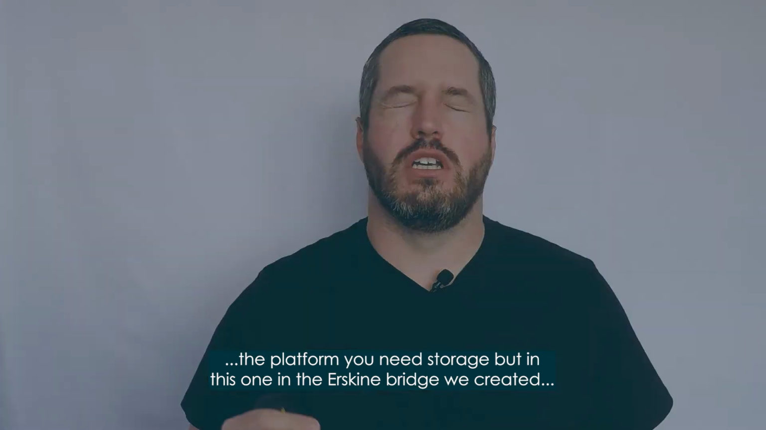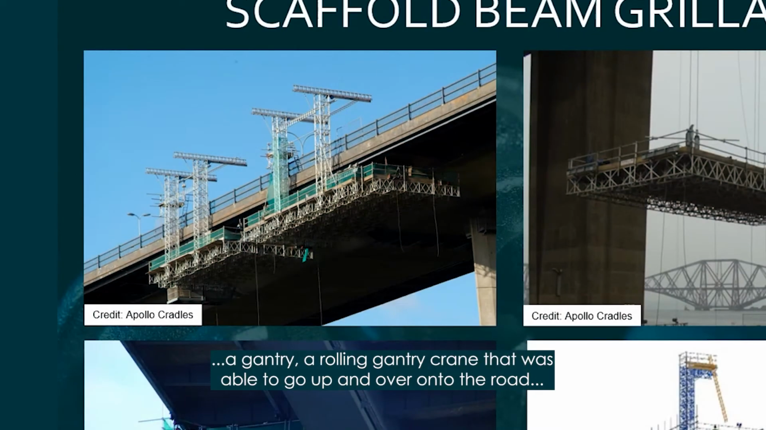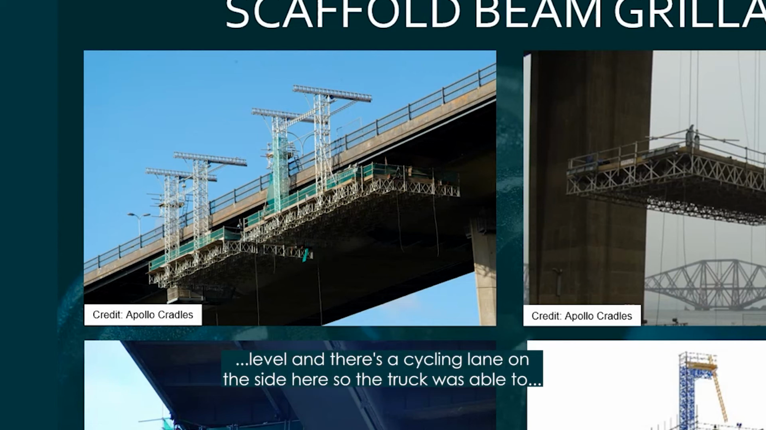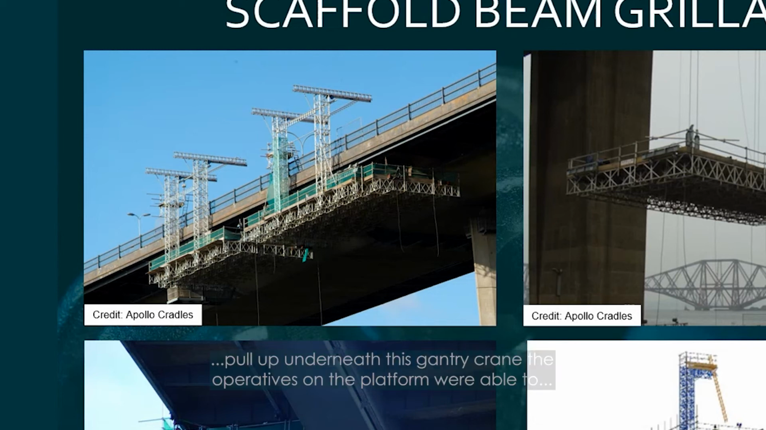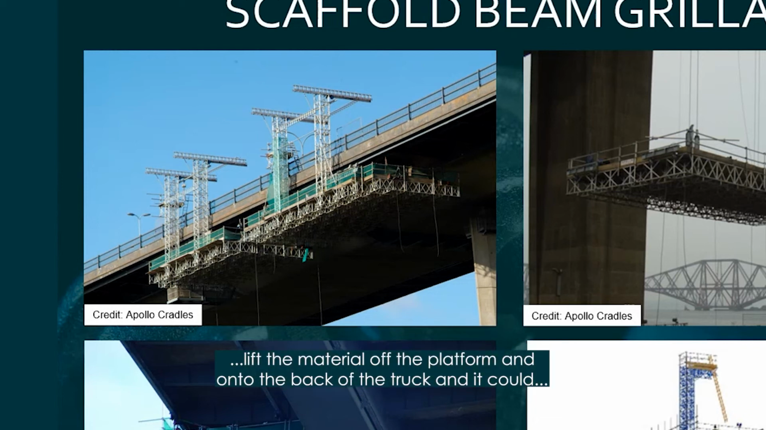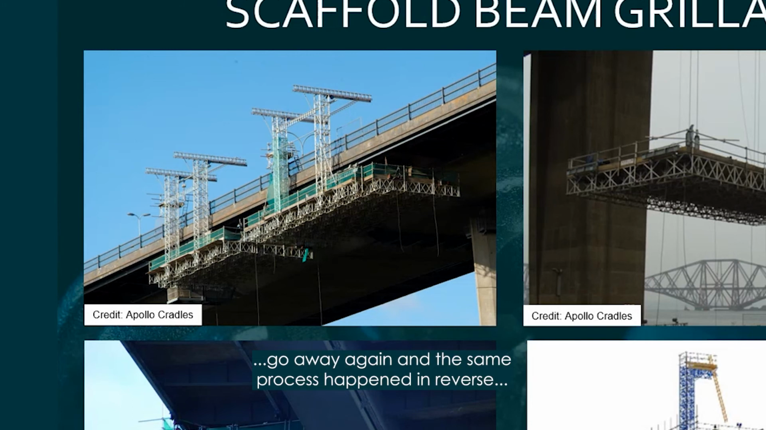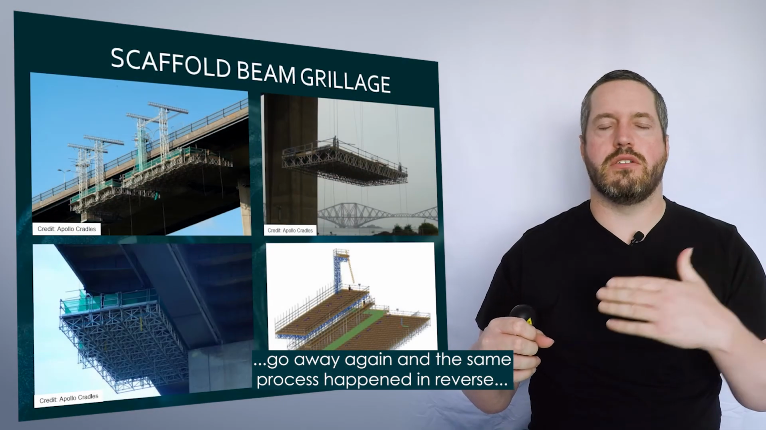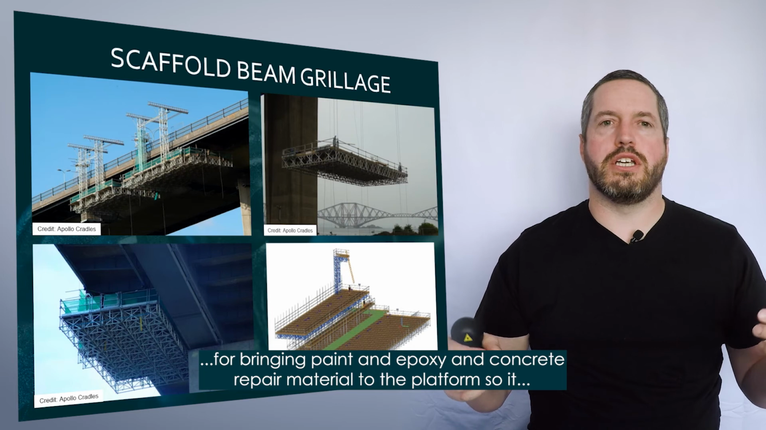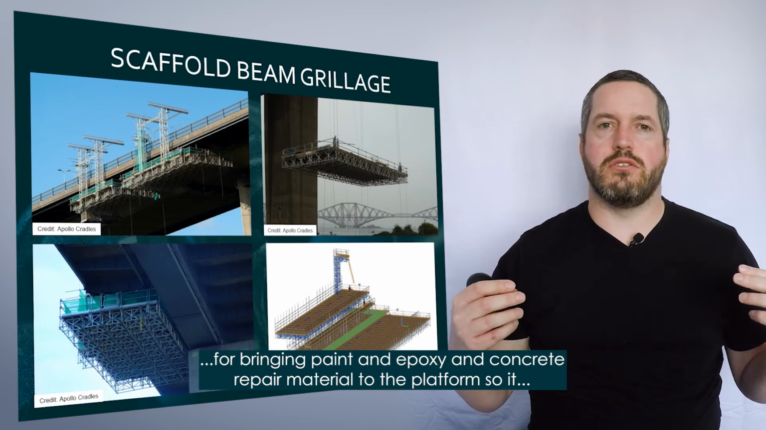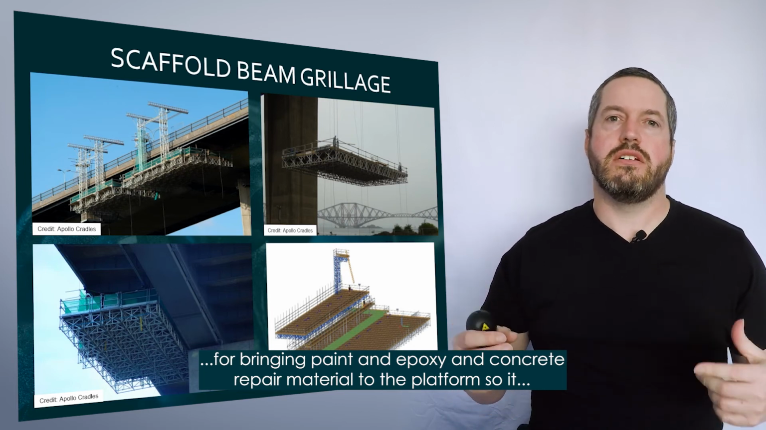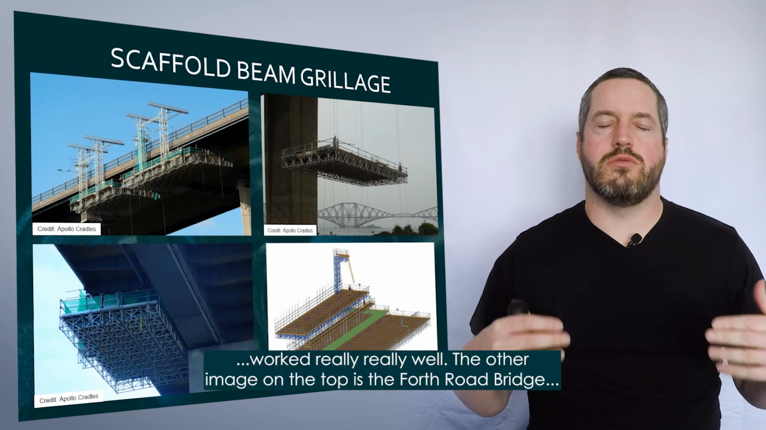You need storage. But in this one on the Erskine Bridge, we created a rolling gantry crane that was able to go up and over onto the road level. And there's a cycling lane on the side here. So the truck was able to pull up underneath this gantry crane. The operatives on the platform were able to lift the material off the platform and onto the back of the truck, and it could go away again. And the same process happened in reverse for bringing paint and epoxy and concrete repair material to the platform. So it worked really, really well.